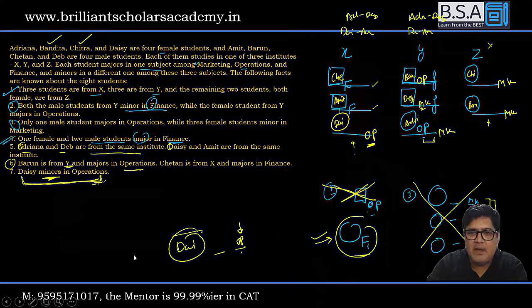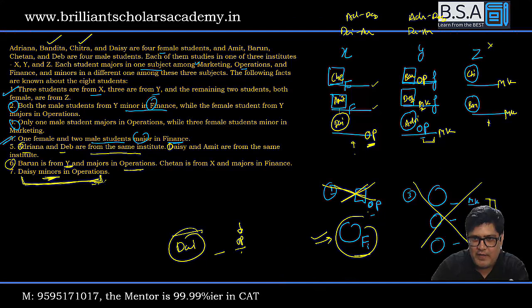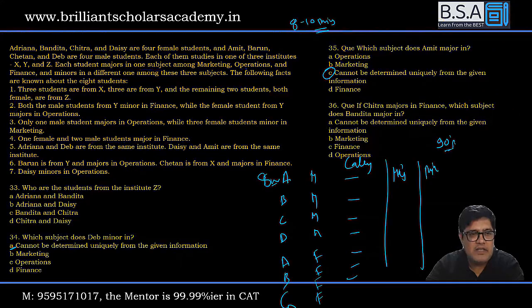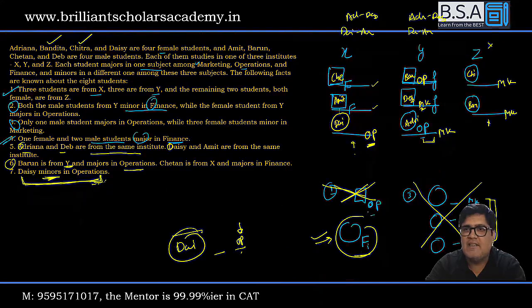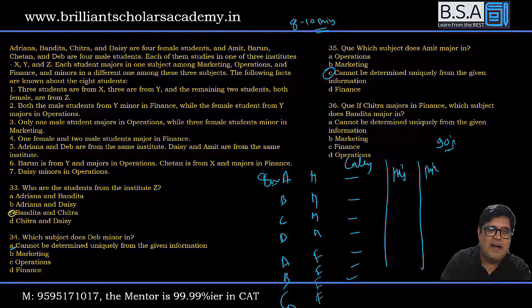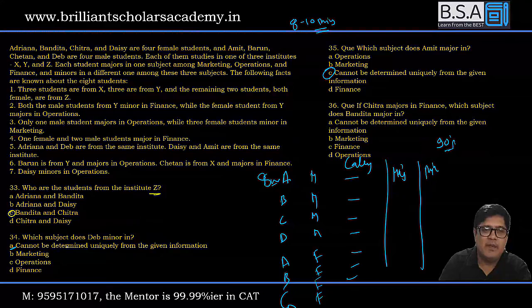I assume you would have copied what you see on the screen. See how intuitively you can solve this better. I am converting a tabular set into a distribution set. What does the first one say? Who are the students in Institute Z? Chitra and Bandita, we found out very early. Chitra and Bandita are in Institute Z.